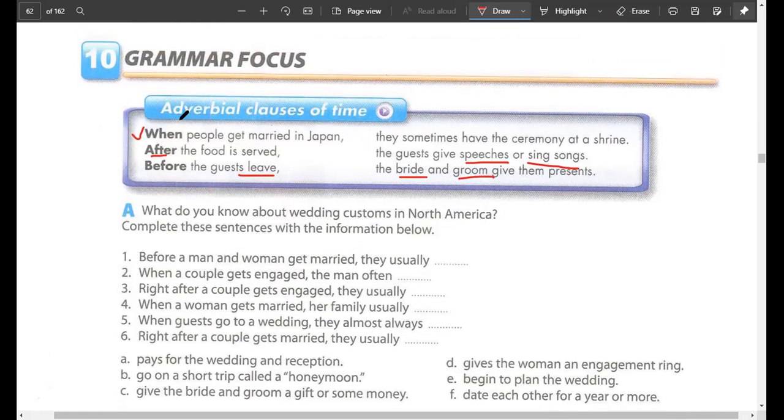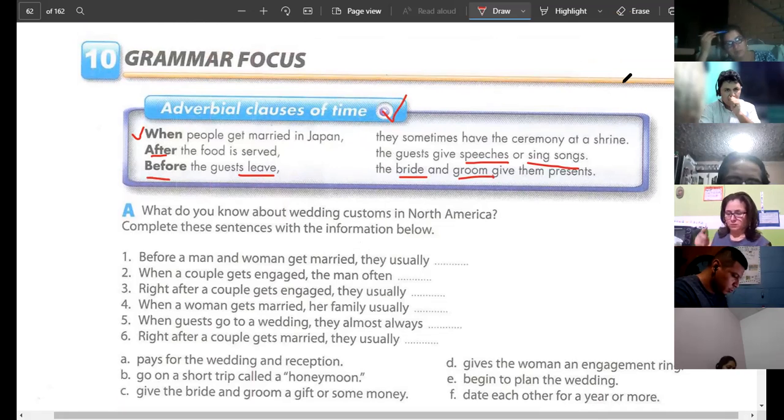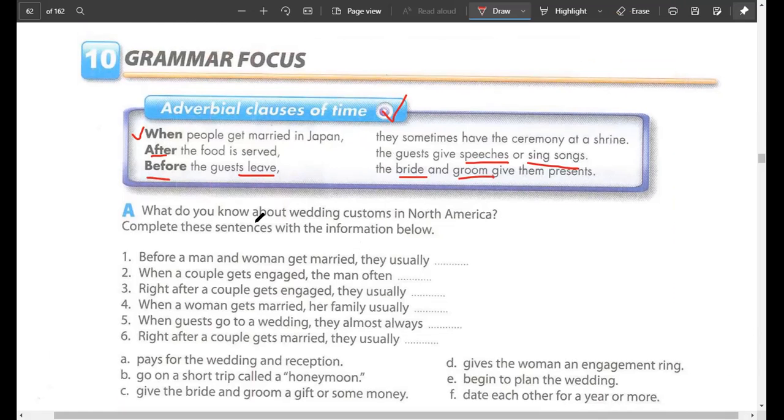Why do we say adverbial clauses of time? Because these ones connect ideas to tell you when something happens. ¿Por qué se llaman cláusulas o expresiones de tiempo adverbiales? Porque when, after, and before son adverbios y son adverbios de tiempo. Entonces le dicen cuando algo sucede. All right? That's basically it.